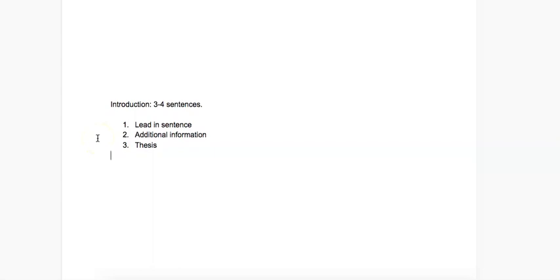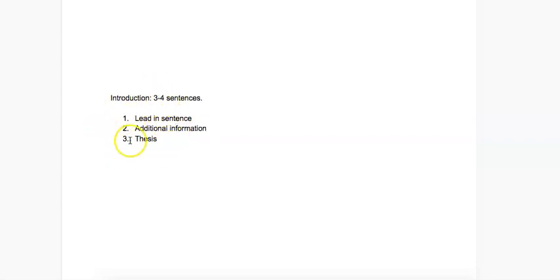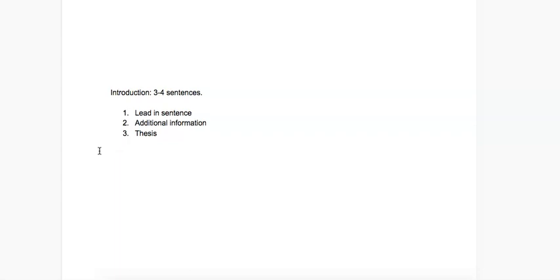It just depends on the type of writer that your student is. And again, some of them will need a little bit more of a crutch of information, especially starting out. So for our introduction, we're going to look for 3 to 4 sentences: a lead-in sentence that introduces the topic, maybe a sentence of additional information, and then your thesis, which is the statement of stance that the student is taking.